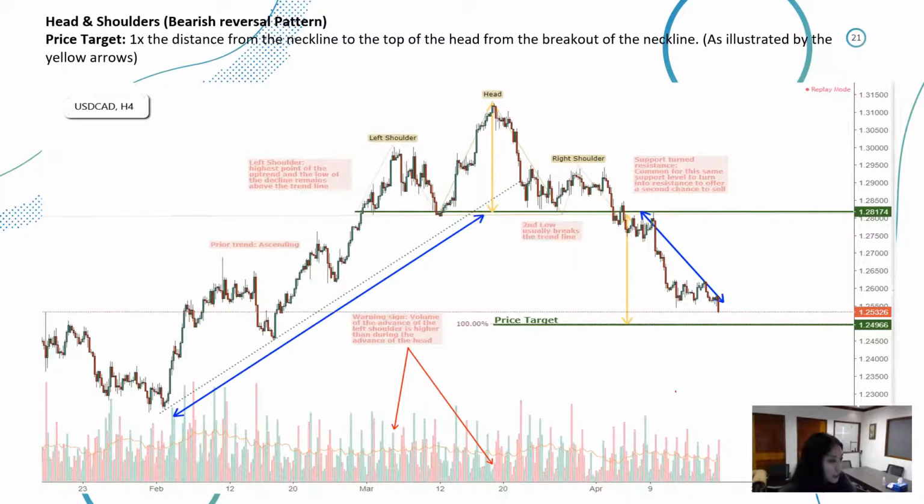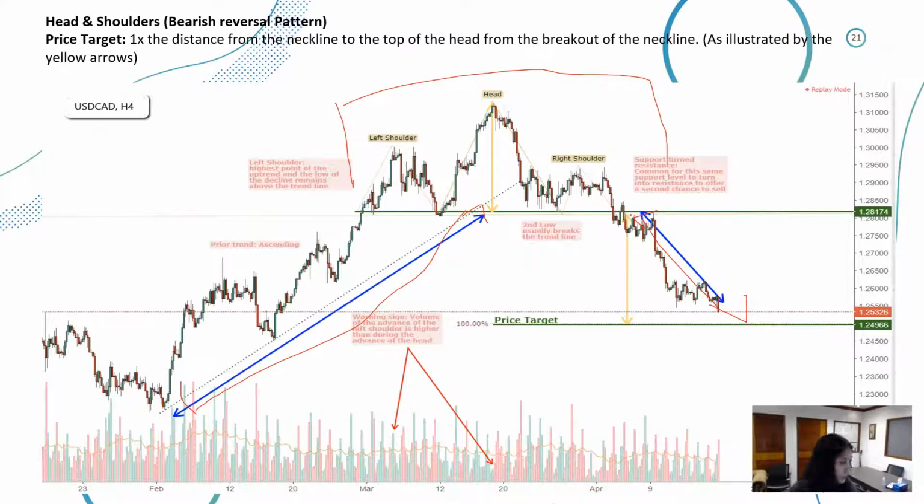Now we can look at the distance. As you realize, the distance over here is much longer than the distance over here. But for here, we are waiting for a confirmation that this area is going to form a head and shoulders chart formation.